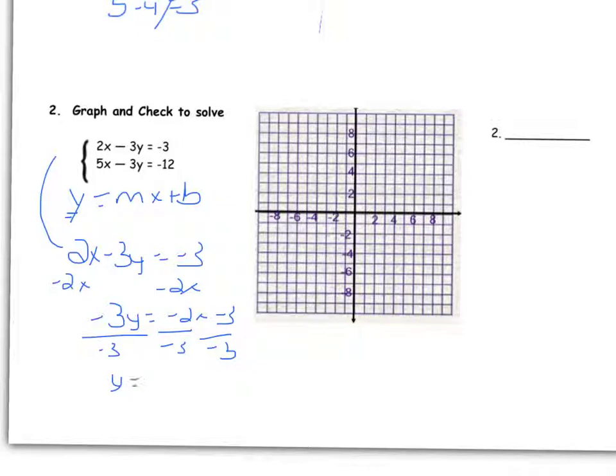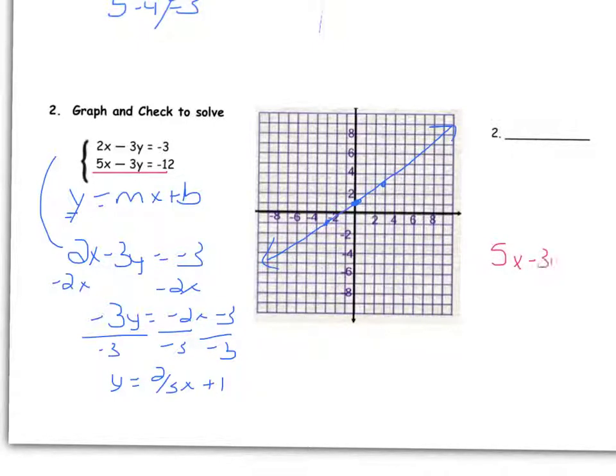So y equals 2/3 x plus 1. So I'm going to go over here to plus 1, and we have to go up 2 over 3, or down 2 back 3, and graph that line. And then we have to do the same thing to this one.